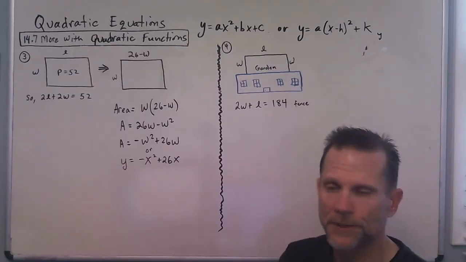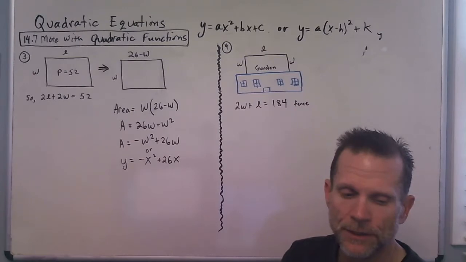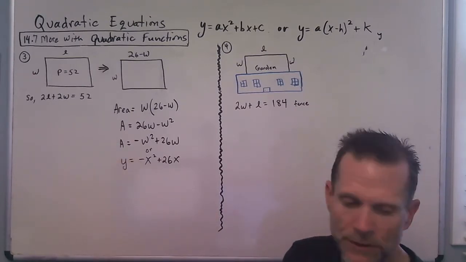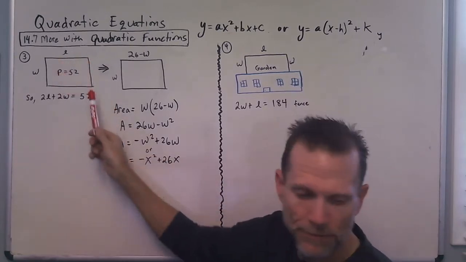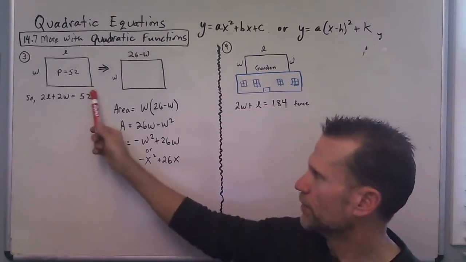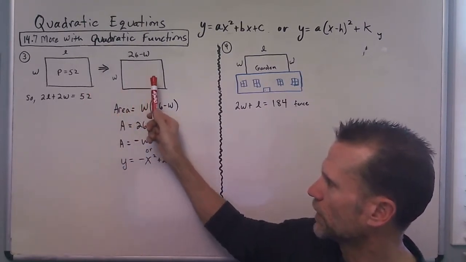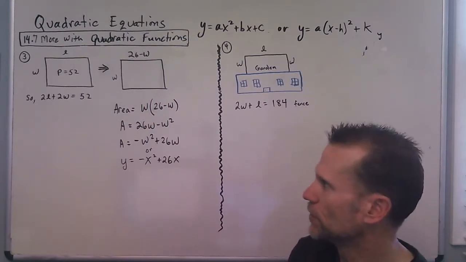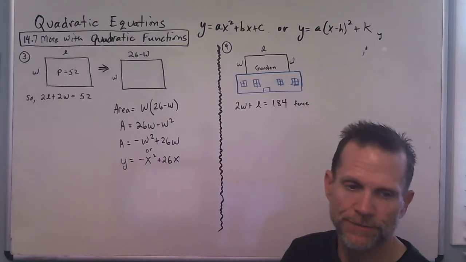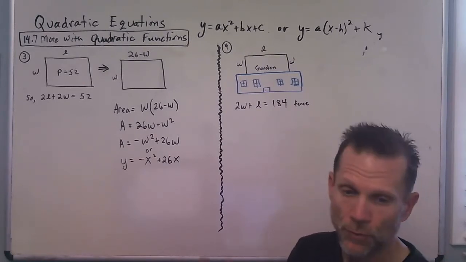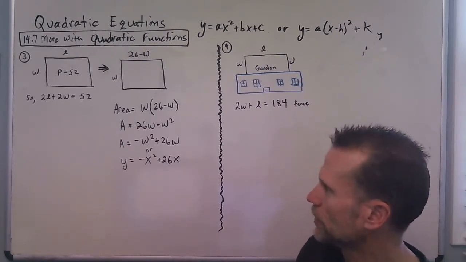Okay, looking at two more applications in 14.7, they talk about a rectangular figure in number 3 that has a perimeter of 52 yards, and then they want to find, with a perimeter of 52 yards, what rectangle we can create that will have the maximum area. Sometimes they word this problem in gardening or building a fence for a dog or something like that, but this is just written out without the real world application here.